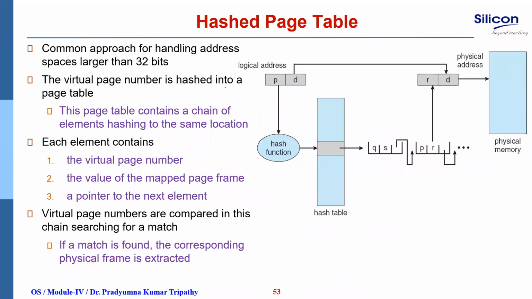Another one is called the hashed page table. What is this hashed page table? We usually do this: the processor generates the logical address, which has page number and displacement. We search this page number in the page map table. It says that instead of the PMT, we have a hash table over here.